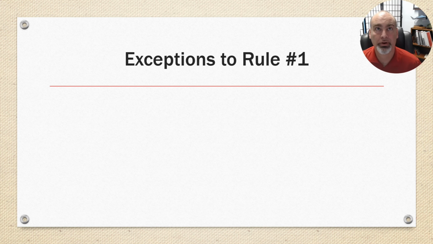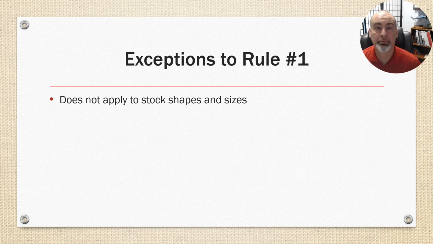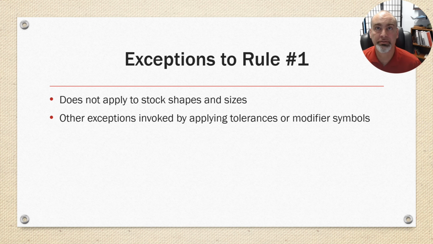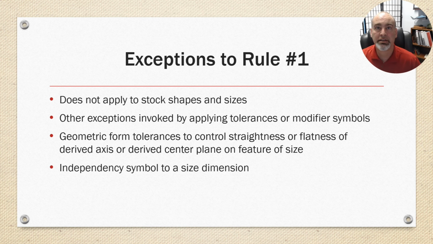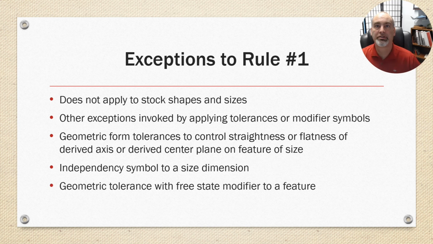The exceptions to rule number 1. It does not apply to stock shapes and sizes, so material sizes that you receive from a vendor. Other exceptions are invoked by applying tolerances or modified symbols. So if you've intentionally modified it, then it's an exception. Geometric form tolerances to control straightness or flatness or derived axis or derived center plane on a feature of size, an independency symbol applied to a size dimension, and geometric tolerances with a free state modifier applied to a feature. So it's an unconstrained state, not clamped down.